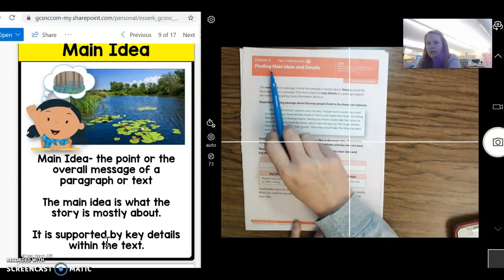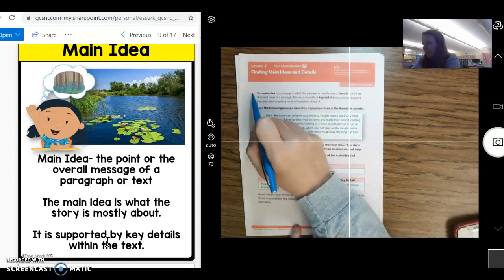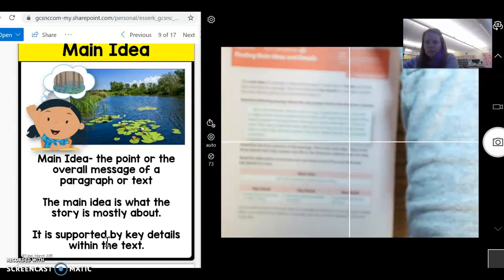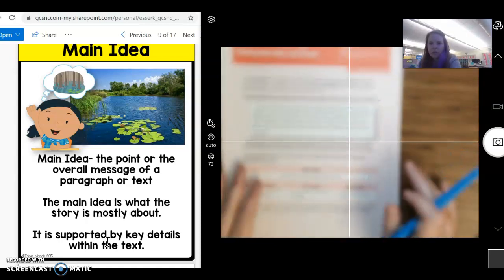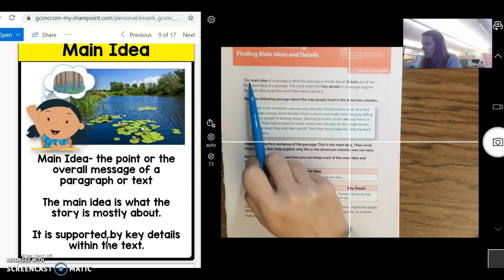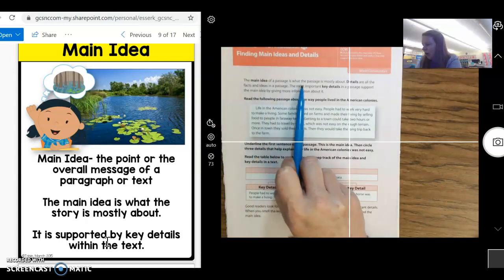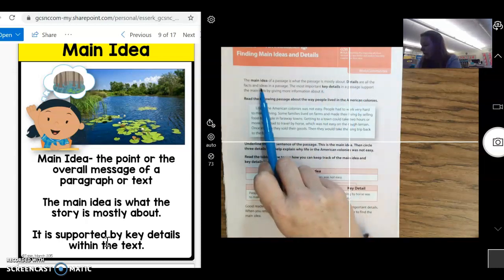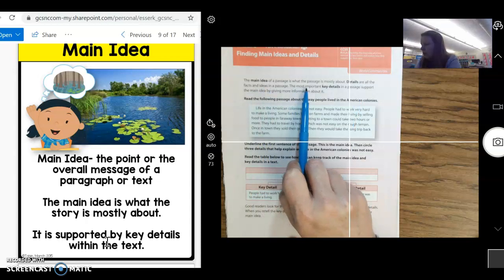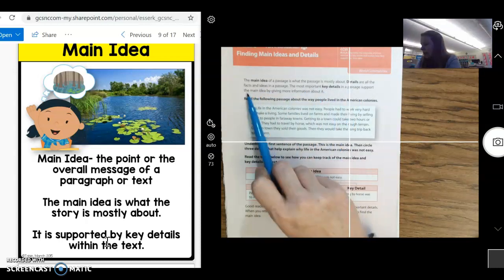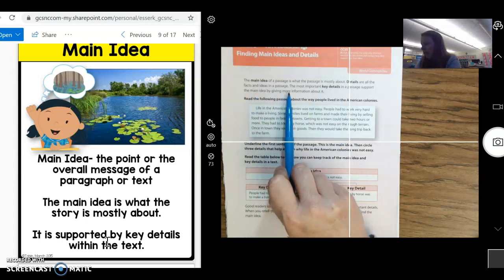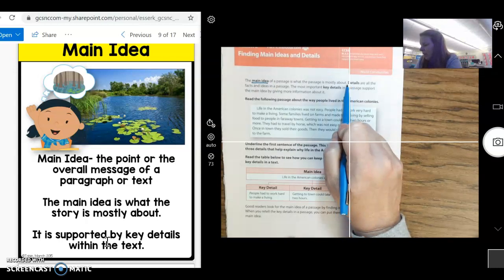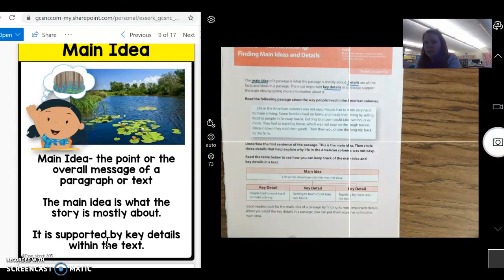It says finding the main idea and details. So let's start right here. Miss Esther is just going to zoom in a little bit so you can see. There we go. Okay, let's look right here. The main idea of a passage is what the passage is mostly about. Details are all the facts and ideas in a passage. The most important key details in a passage support the main idea by giving more information about it. So I would underline the words main idea, and underline details and key details.